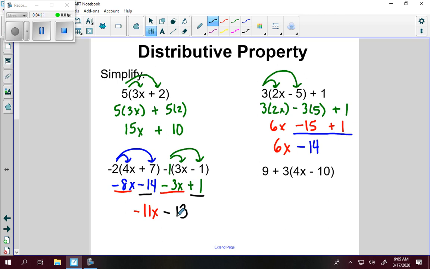The next one here, 9 stands alone so far because we have the 3 touching the parentheses. So the 3 is going to get distributed to both terms inside. I have 3 times 4, which would be 12x, and a positive 3 times negative 10, which would be minus 30. When we combine like terms, the 9 minus 30 gives me a negative 21, and then I just have plus 12x.